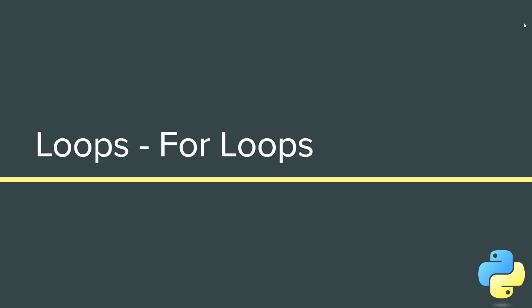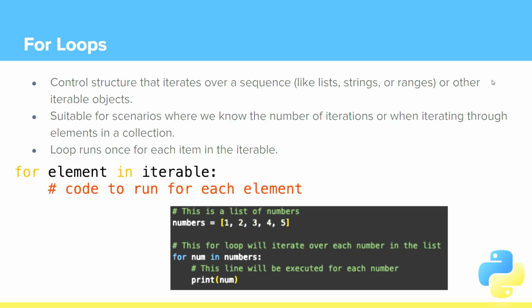We will now be discussing for loops, which are another control structure like while loops. Now, for loops, instead of iterating as while loops do, while a condition is true, for loops iterate over a sequence, like lists or strings or ranges, these data types that contain multiple elements, or other iterable objects.